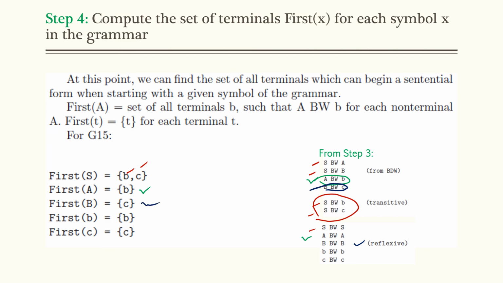For first B, the same thing. We need to look into B, which is down here. It goes to begin with the terminal B, and the last one is first C, which begins with C as well. So that is the value for first X. First S is B and C, first A is B, first B is C, first B is B, first C is C. Okay, so that is the output for step number 4.